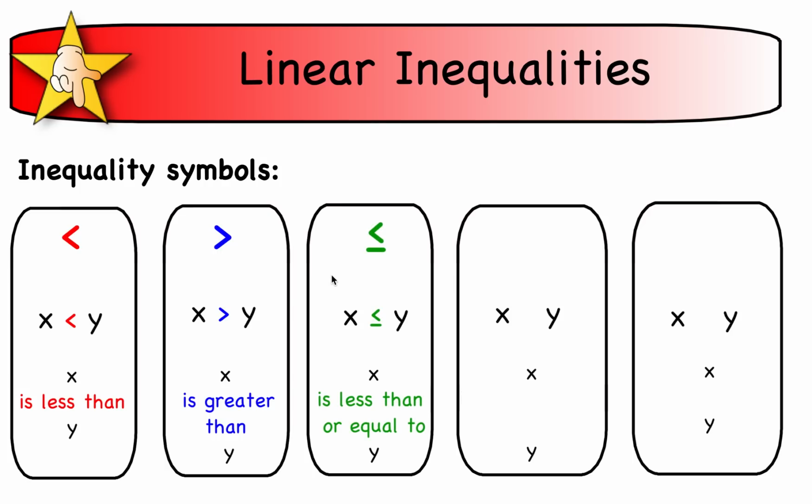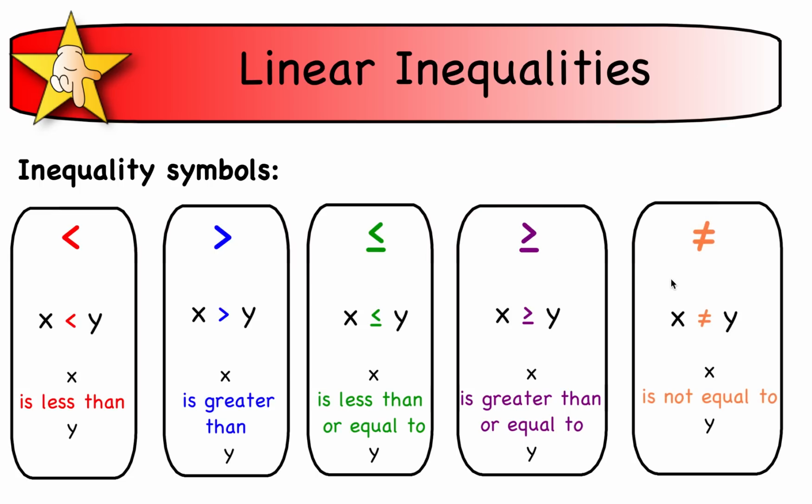The next one in green here is read is less than or equal to. So the less than part of it is just like the red one where it says less than, but we also have part of an equal sign, which means it could also be equal to. So it says x is less than or equal to y. And then you might guess the next one in purple here is greater than or equal to. X is greater than or equal to y. So the purple one is similar to the blue one, only it has part of an equal sign with it.